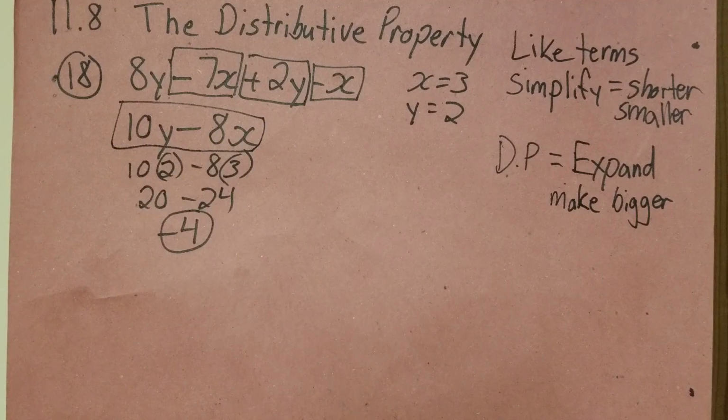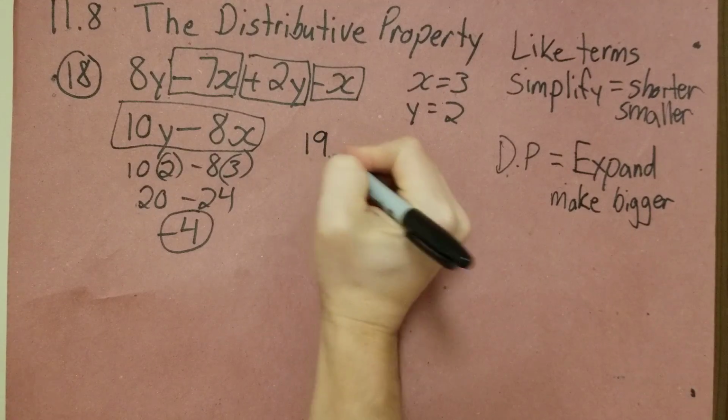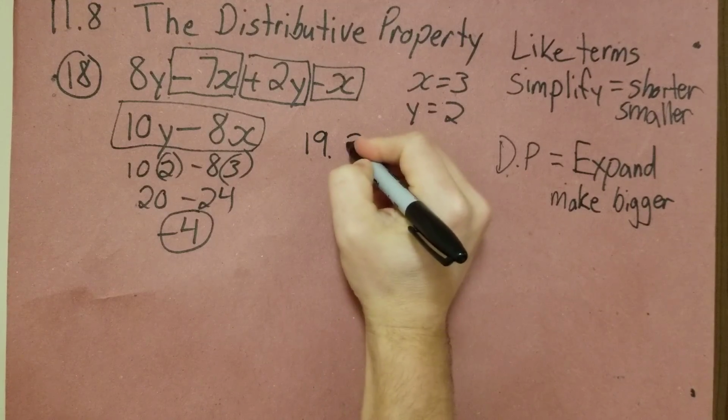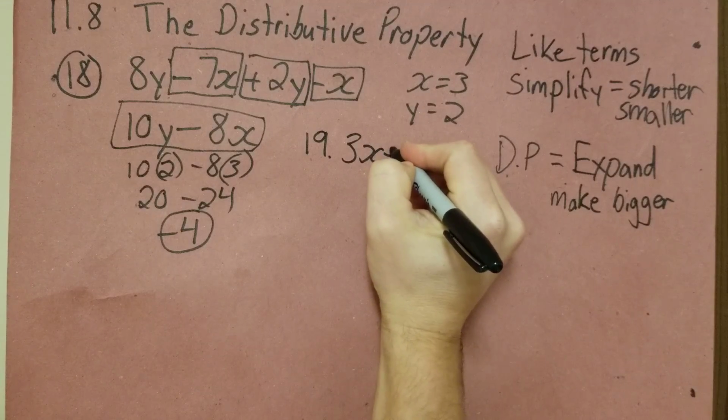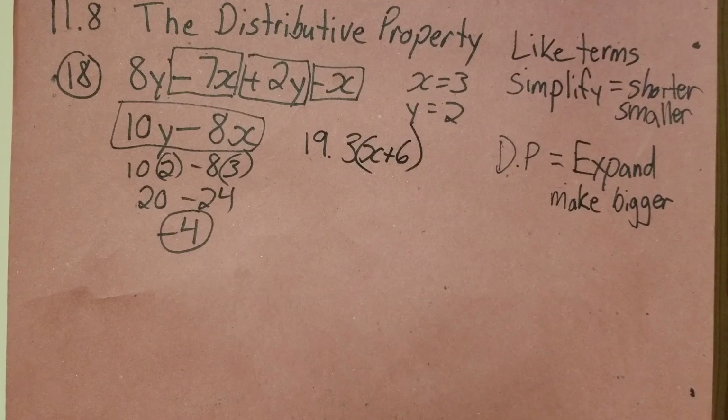All right. So let's take a look at sheet 11.8, and let's start with number 19. For the sake of space, I'm going to put it right here. So we have 3 times x plus 6 in brackets. The distributive property is always dealing when you have brackets. That's just the whole mathematical theory on it. So you can't do any distributive property if you have no brackets. So all of these questions, if you take a look at the sheet, they all have brackets.